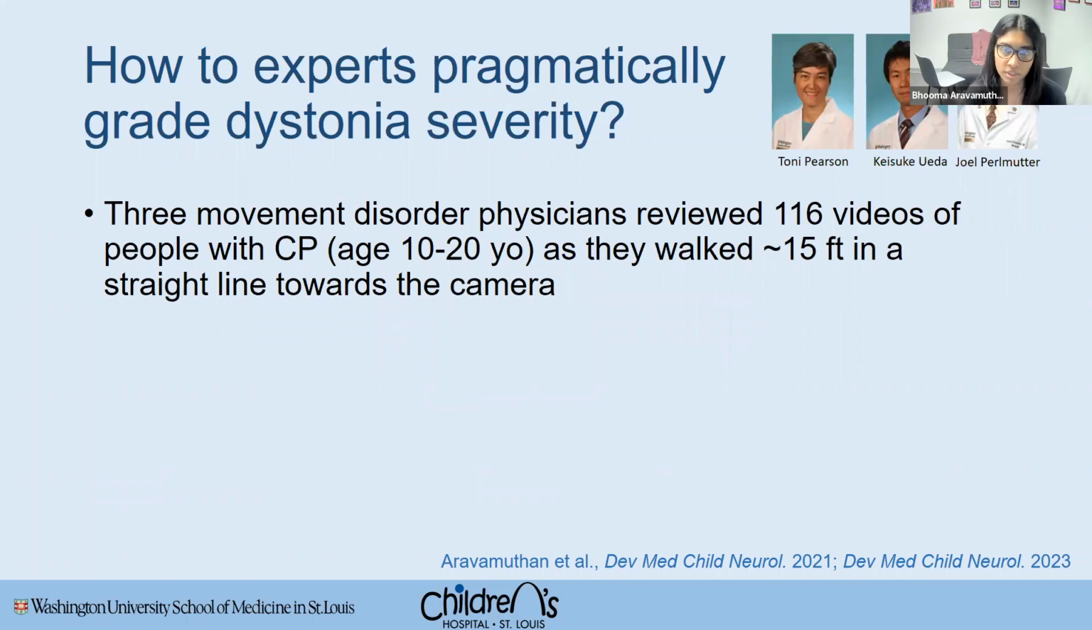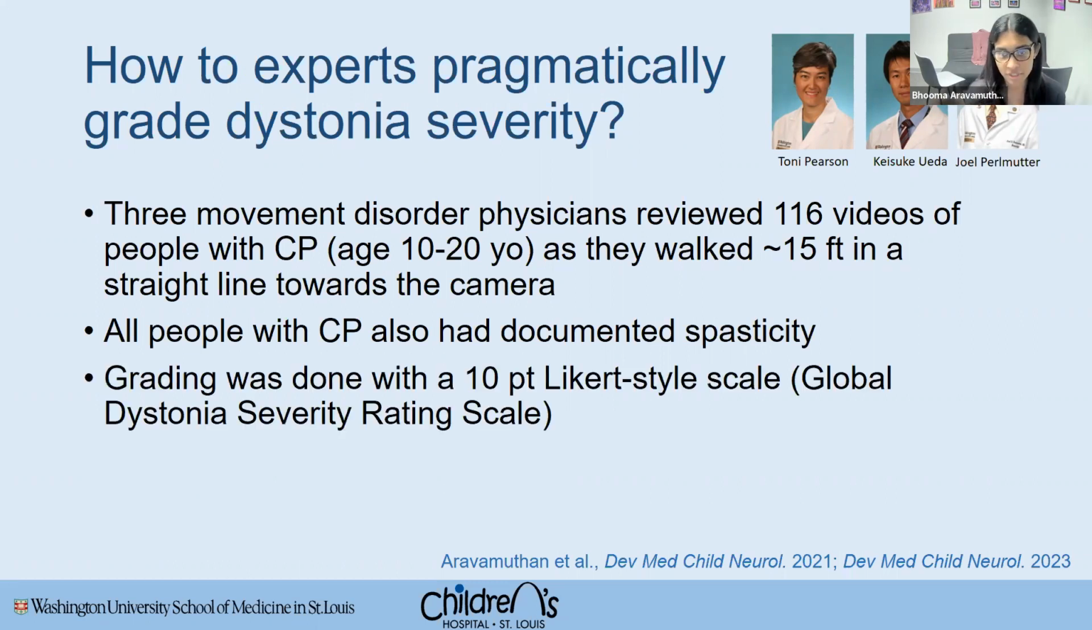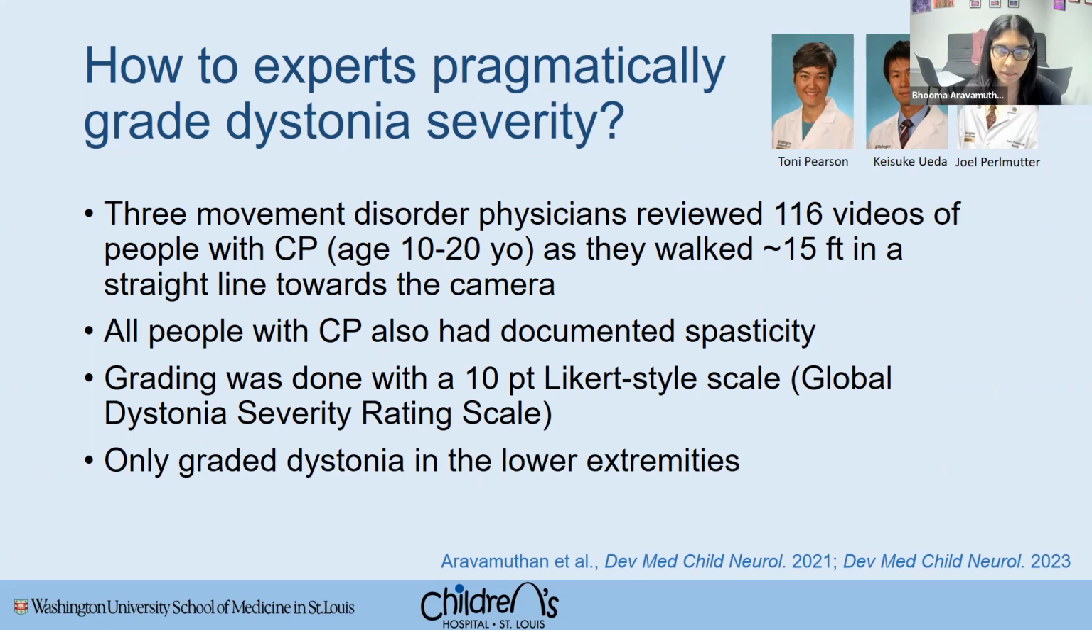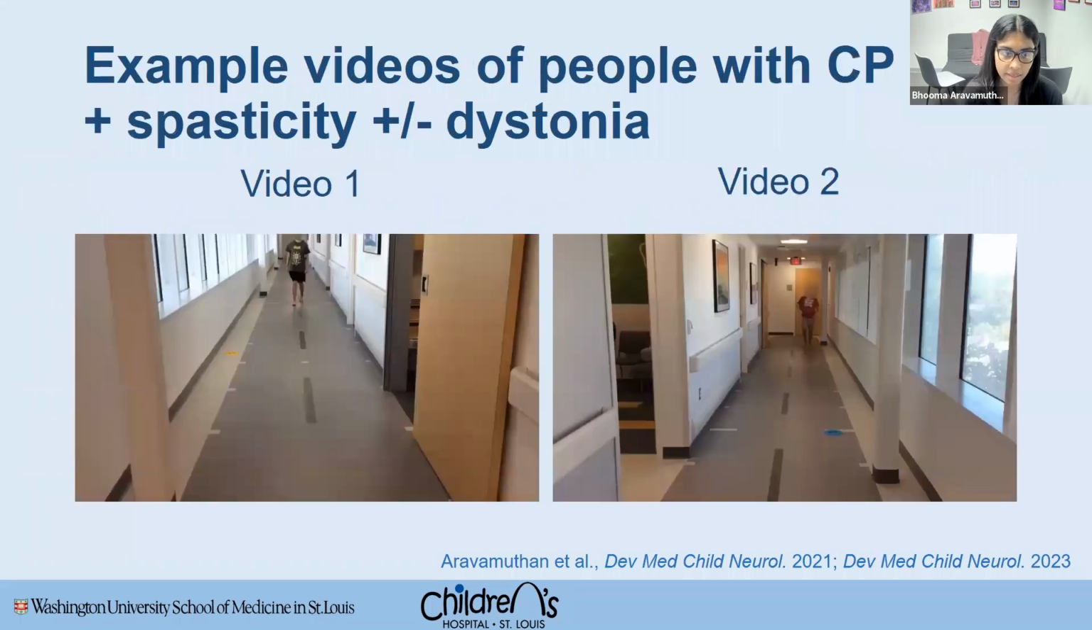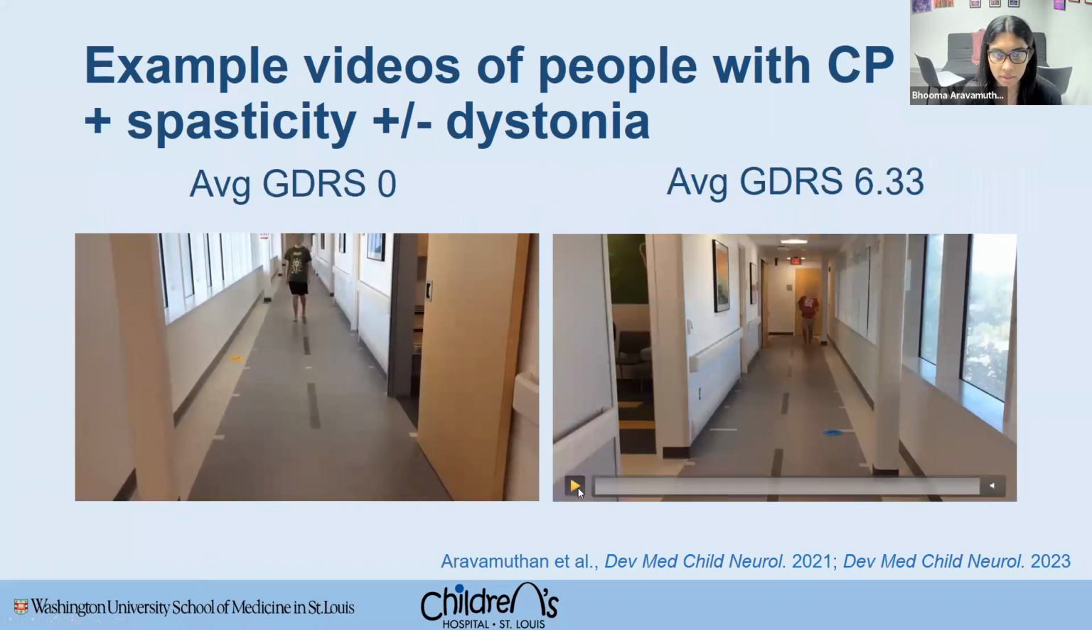We had 3 movement disorders physicians review over 100 videos of people with CP during walking, as they walk towards the camera. All of these people with CP also had spasticity, so we wanted to make sure that these physicians were differentiating dystonia from spasticity and not just looking at dystonia versus absence of dystonia. We had them grade dystonia on the Global Dystonia Severity Rating Scale, and notably, they only looked at dystonia in the legs. So I'll play a couple of videos here.